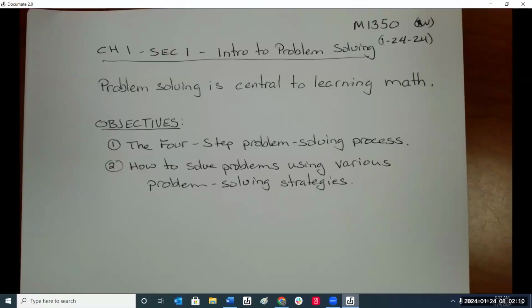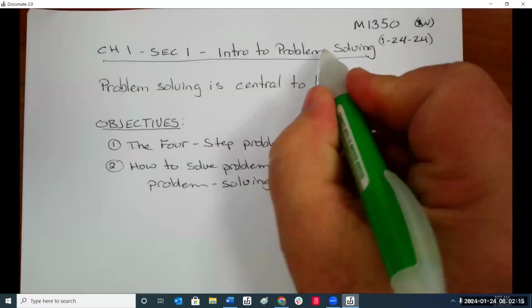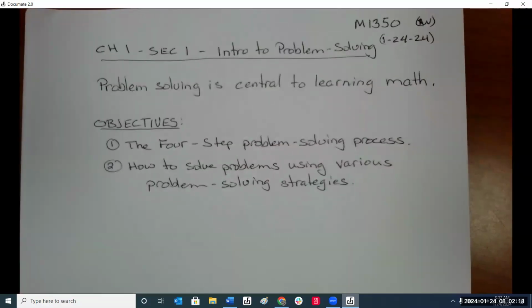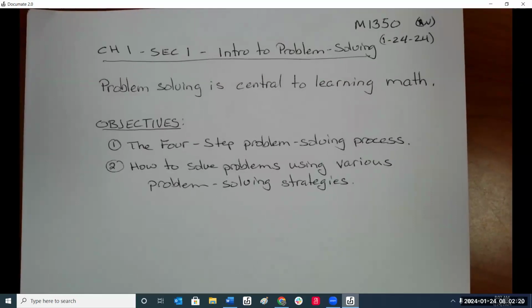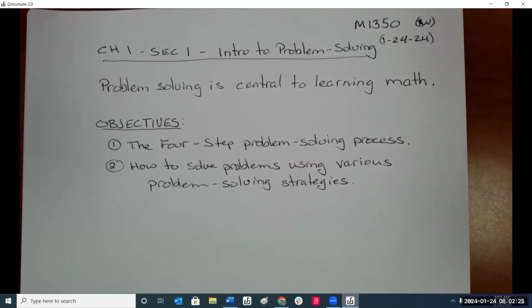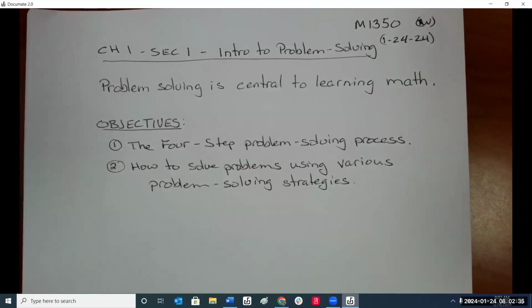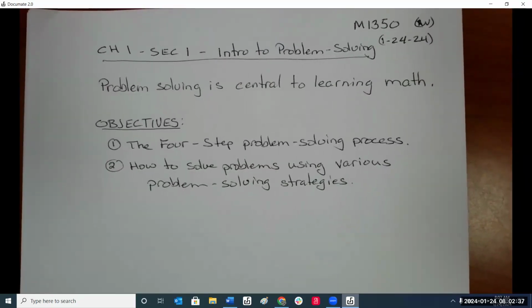All right. Today we're going to start chapter 1, section 1, intro to problem solving. How does the activity we did on Monday relate to problem solving? Exactly. It was a problem. I gave you a problem. It was an activity, and you were supposed to solve it. And in reality, the problem was, how do I get the most candy? Build the tallest tower.